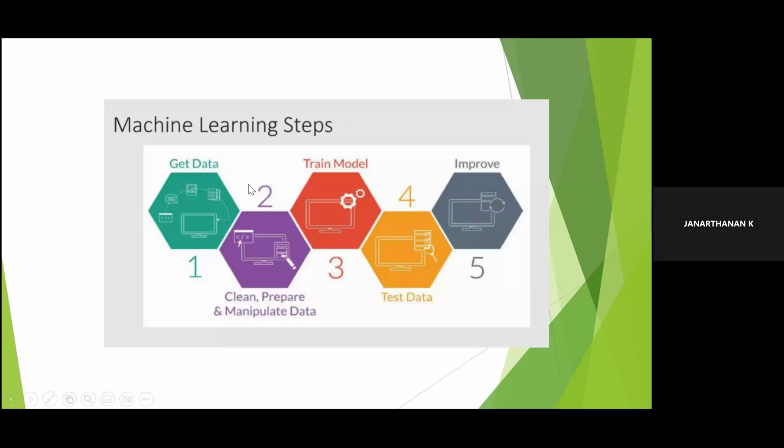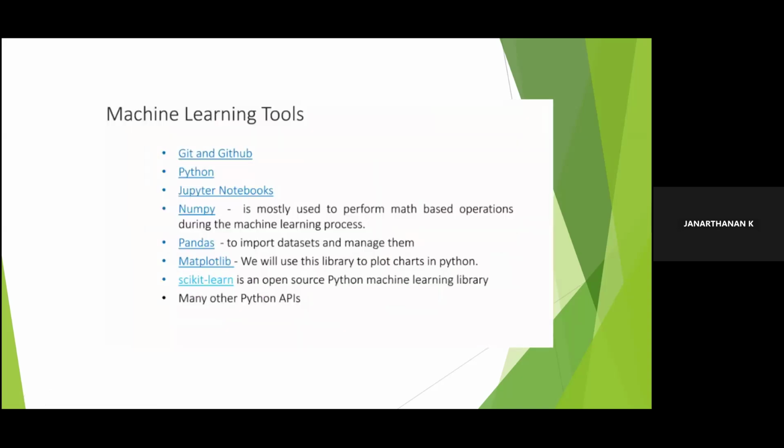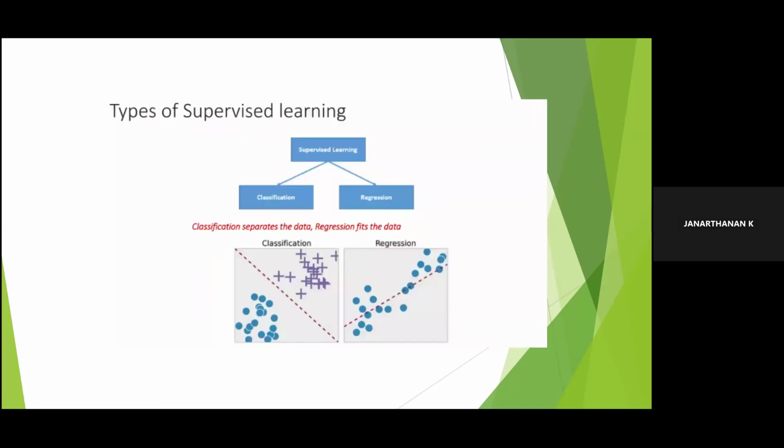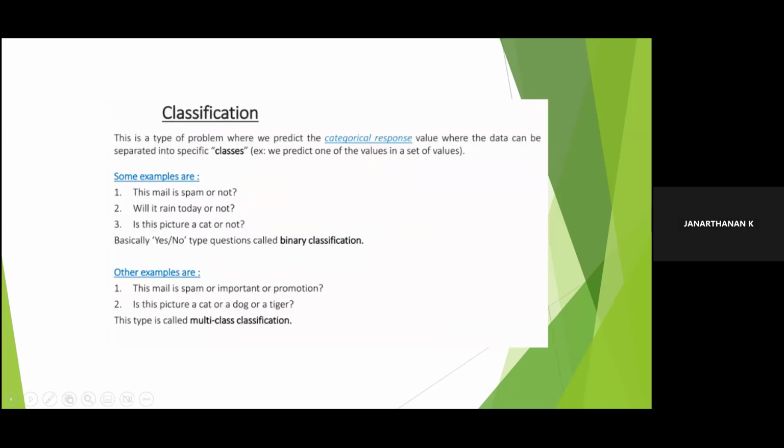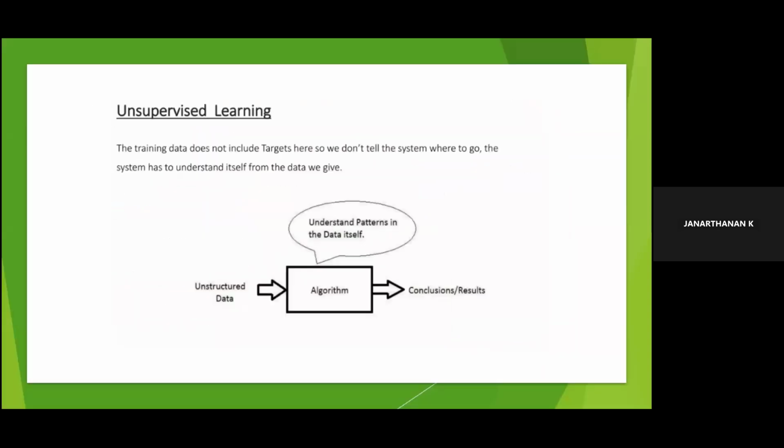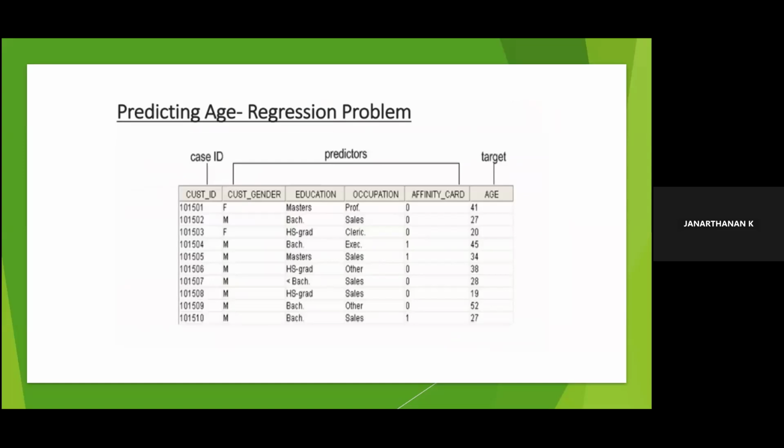So here it is: get data, clean, prepare and manipulate data, train the model, test the data, and improve it. As I already discussed, this covers classification and regression. Right now I'll be telling the few basic terminologies which we'll be using in machine learning.